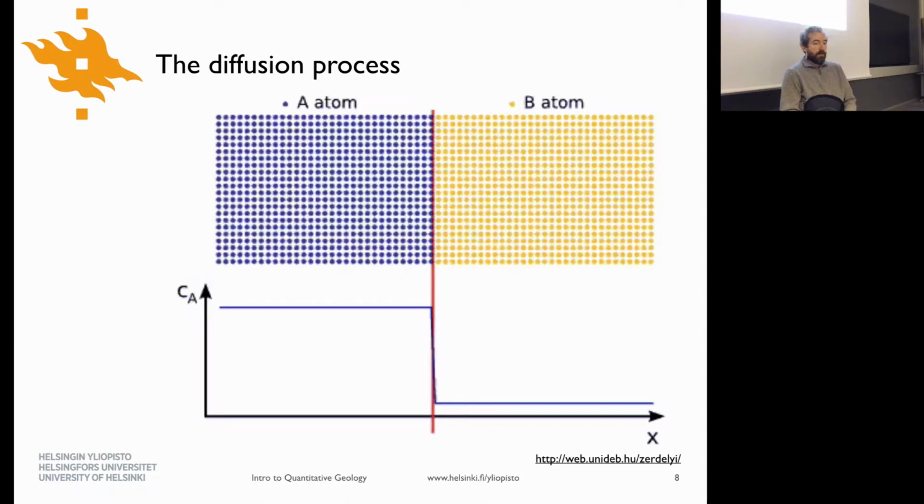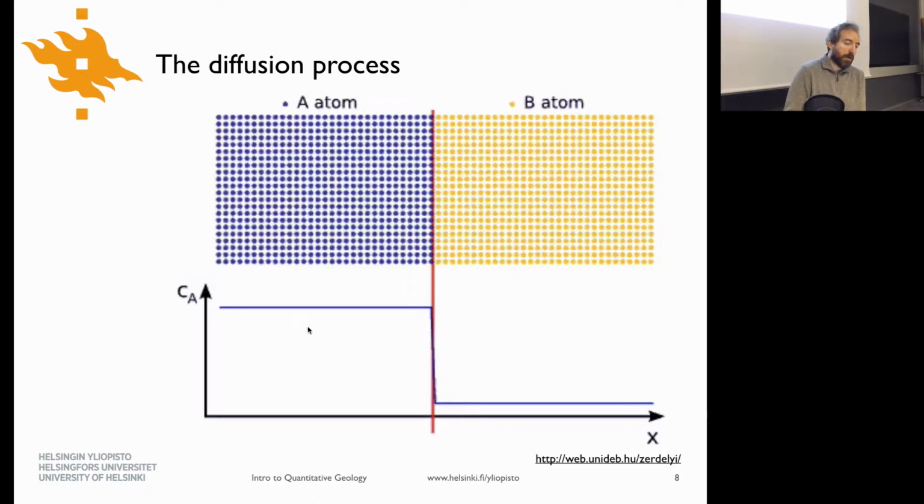So here we have an example of 2 different atoms, doesn't matter what they are, atom A and atom B, that are separated initially by some barrier here in red. And then underneath here we have the concentration of the atoms of material A. So you can see on the left side that the concentration is uniform and high, and as soon as you cross the barrier, that concentration goes to 0.